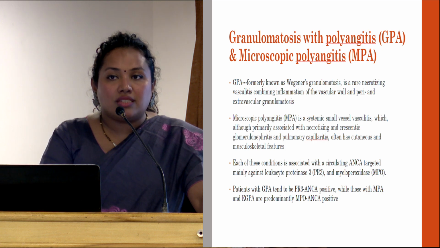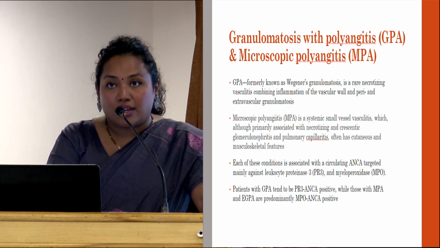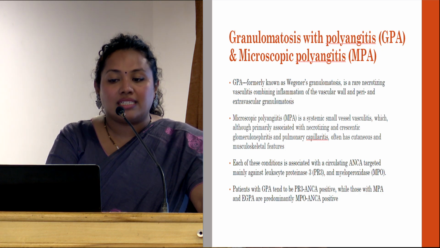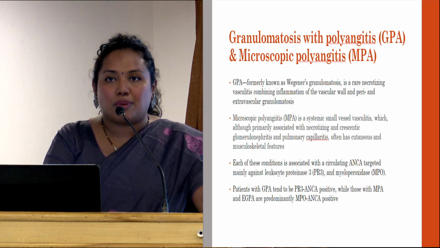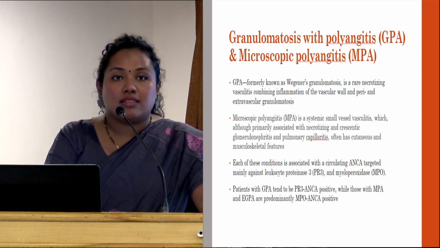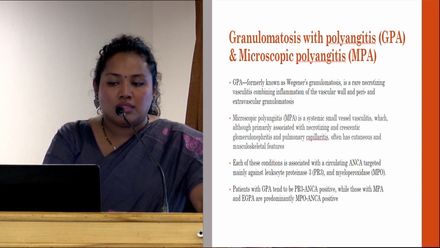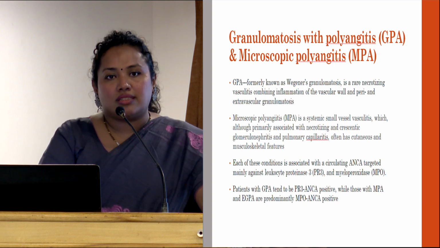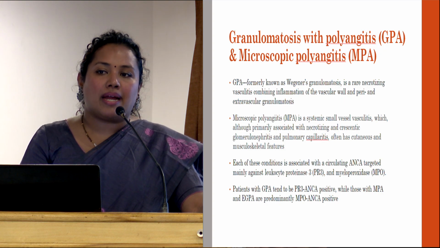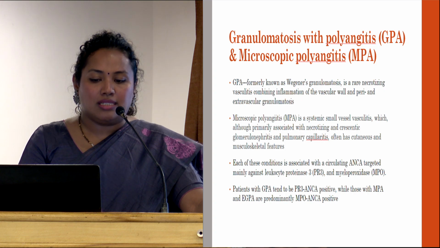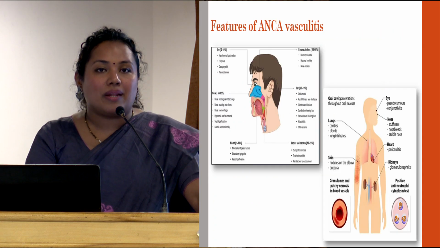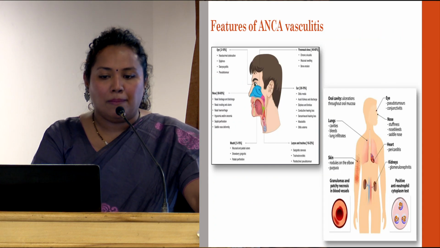So GPA, known as Wegener's granulomatosis, is a necrotizing vasculitis where we can see inflammation in the vessels as well as the perivascular region. It is associated with granuloma formation. Microscopic polyangiitis and GPA, I have combined them together here because they have very much overlapping features, so it would be easier to explain the features under one umbrella.